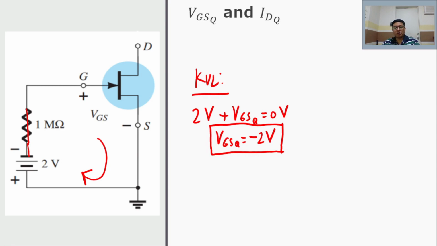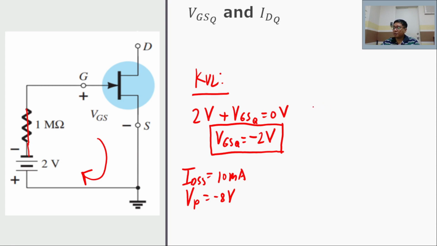From Shockley's equation, we're going to write down the equation that will define the characteristic curve of the JFET given the parameters IDSS equals 10 milliamperes and the pinch-off voltage of negative 8 volts. The pinch-off voltage is negative because the circuit uses an N-channel JFET.